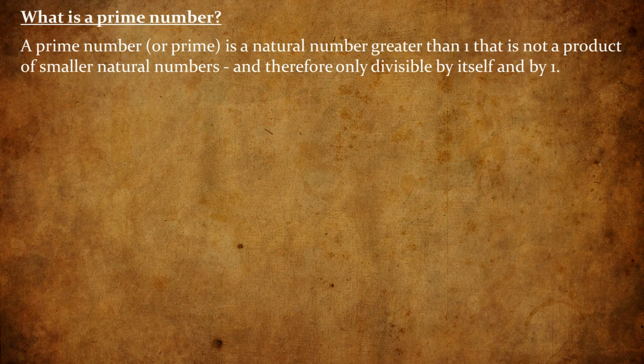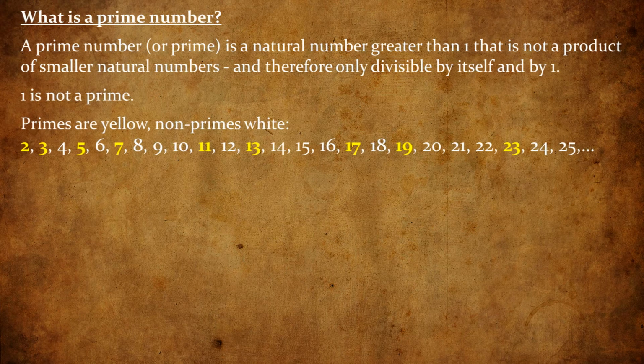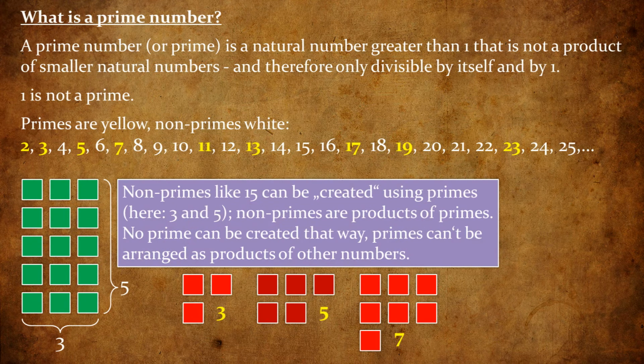First, what is a prime number? A prime number or prime is a natural number greater than 1 that is not a product of smaller natural numbers and therefore only divisible by itself and by 1. 1 is not a prime number. All non-primes can be created using prime numbers, but no prime number can be created that way. Primes just can't be arranged as products of other numbers.